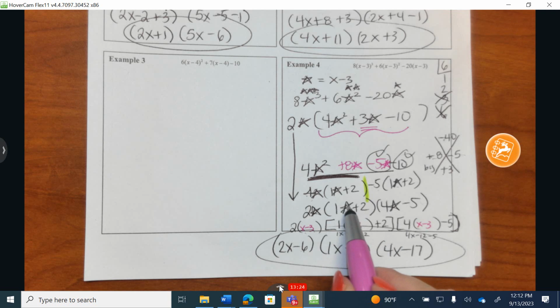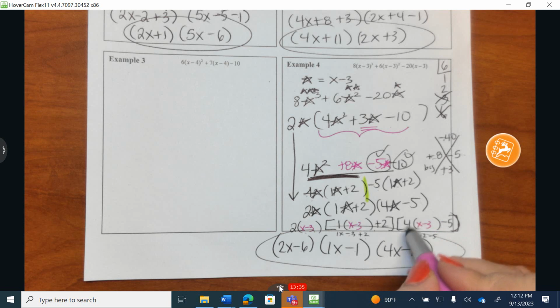So I have replaced the star with x minus 3, and I have a plus 2, so this is 1x minus 3, and then plus 2, so 1x minus 1. Over here I get 4x minus 12 minus 5, so 4x minus 17. Where is my mistake that you're finding? Anybody? Looks good, right? Looks okay?